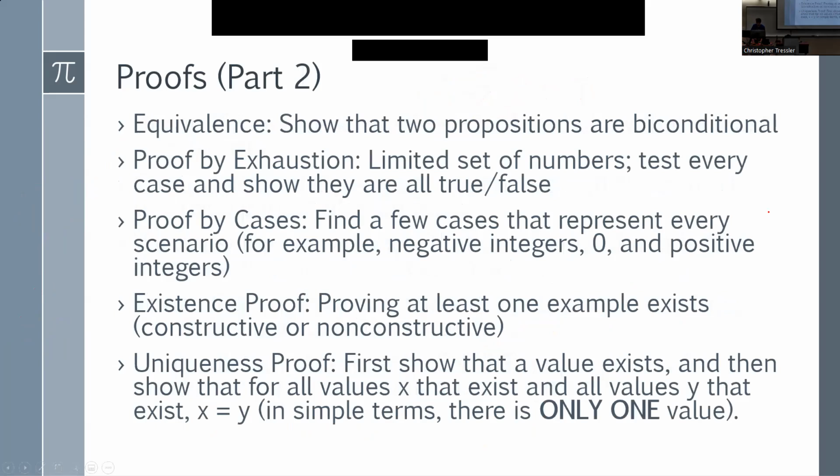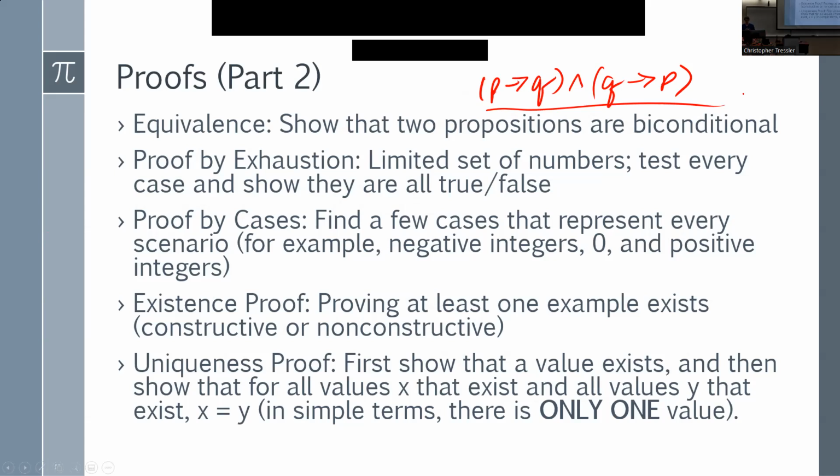Let's see. So we have proofs part 2. Now we have a second set of types of proofs. These proofs are all a little bit more abstract. So the equivalence proof. Equivalence proof is a fancy word for saying show that they are biconditional. You are going back to our definition of what biconditional really is. We're showing that P implies Q and Q implies P. Remember what I said at the very beginning about what biconditional was logically equivalent to? Well, it's logically equivalent to logical equivalence. So if you can prove this, you can prove that two things are logically equivalent.